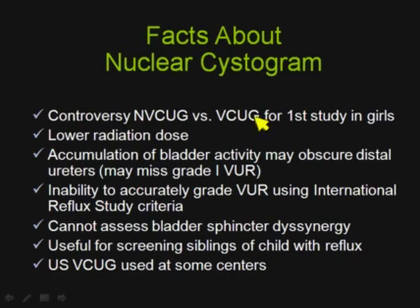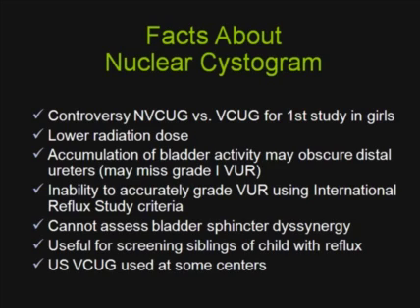Now, there are institutions who do nuclear cystography, and there's a lot of controversy about whether to do it or not. It's believed to be a lower radiation dose to the patient, but using digital fluoroscopy, we can keep our study down to a very short number of seconds. But this is sometimes done as the first study in girls.